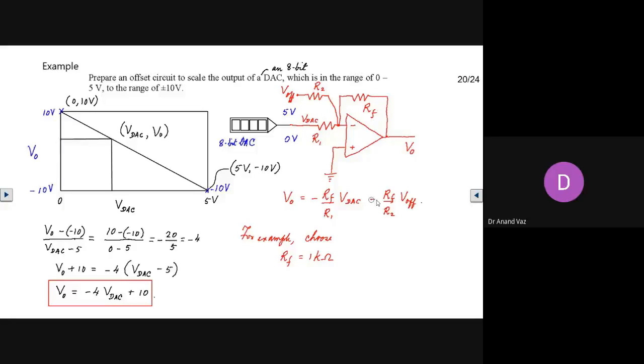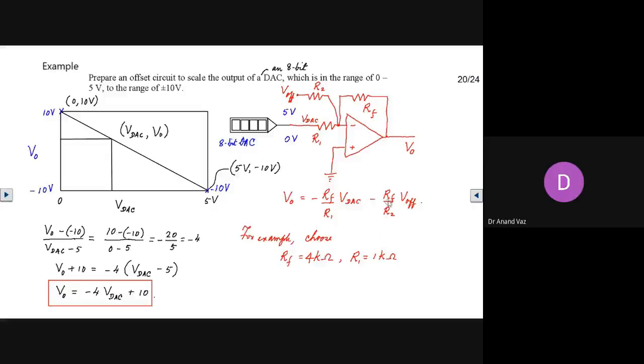So RF is equal to 1 kilo ohm. I'm sorry, instead of 1, let us take it as 4 kilo ohms. Let's make it 4 kilo ohms. So RF is 4 kilo ohms and R1, we'll take R1 as 1 kilo ohm. So we have 1 kilo ohm, 4 kilo ohms here. So this will give us 4 divided by 1. That is minus 4 will come here.